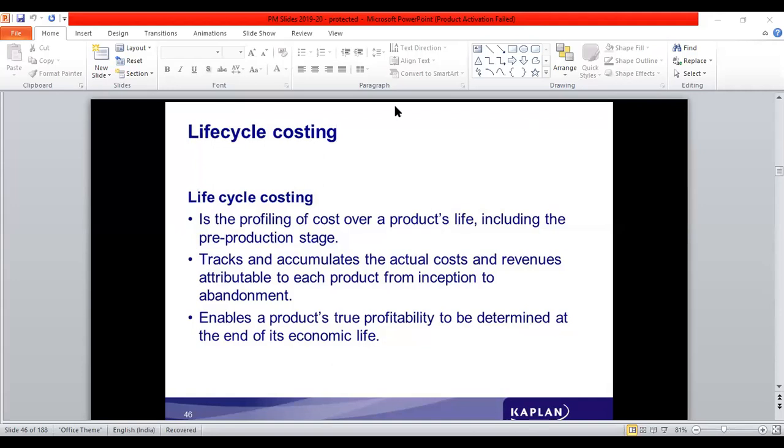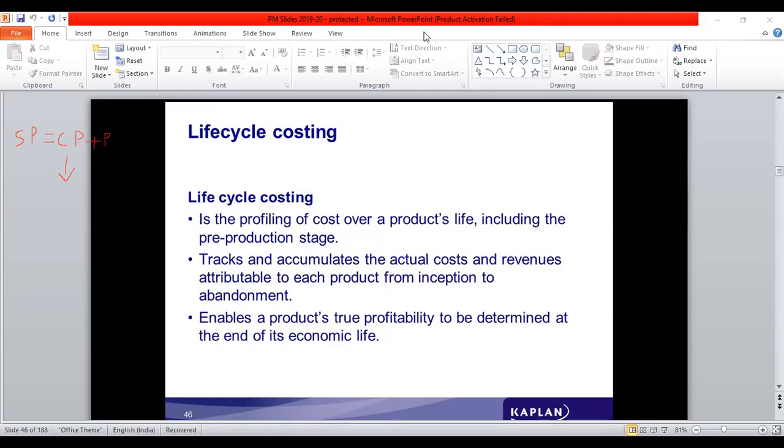Life cycle costing, the way selling price is decided as, selling price is equal to cost price plus profit. But what do we have under cost price? So that is the important point. What do we have under cost price?